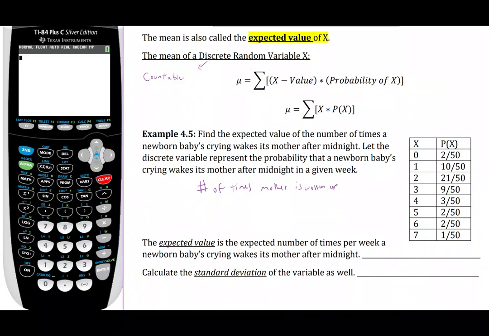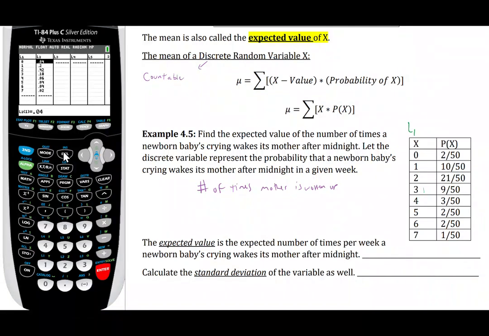Ignore my horrible handwriting there. So what we need to do is type in all of these 7 values into L1 in the calculator. To access that, we're going to press stat and then press enter. We have some data values in here. We can clear those data values by pressing up, highlighting the list and hitting clear. And then when we press back down, it'll clear the list. Over, up, clear, down, back.